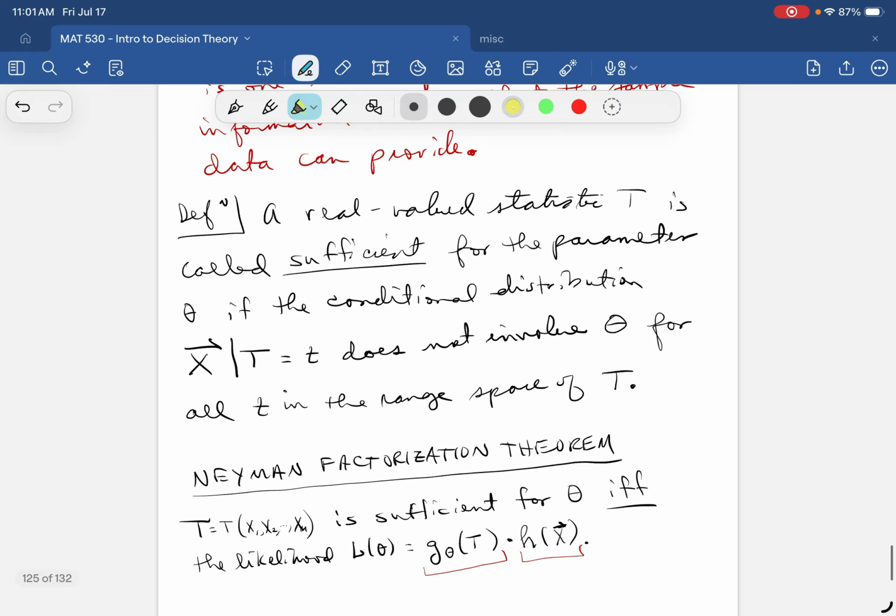So the mathematical definition is what you see here. A statistic T is sufficient for this parameter theta if the conditional distribution of the data, the random sample, given a particular value of little t, does not involve theta. And this is true no matter what little t is, any little t in the range space of big T.